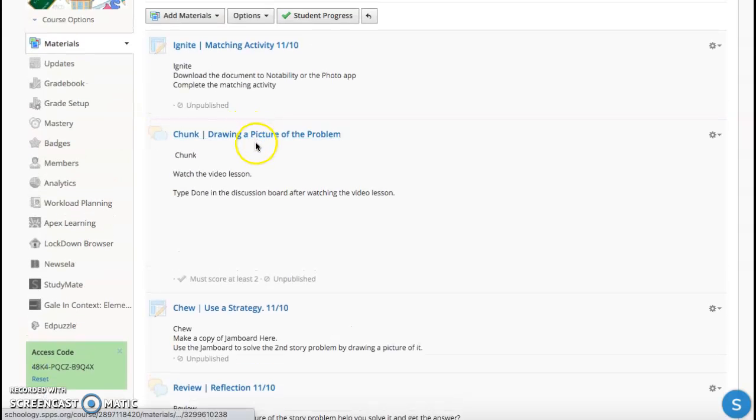For today's math lesson, we are again going to draw a picture of a story problem that involves multiplication, and this is using the equal groups method.